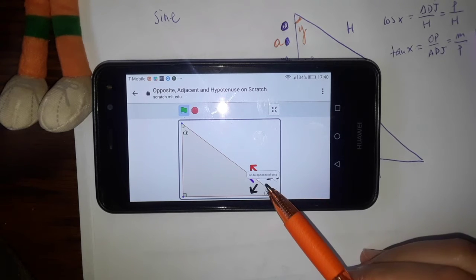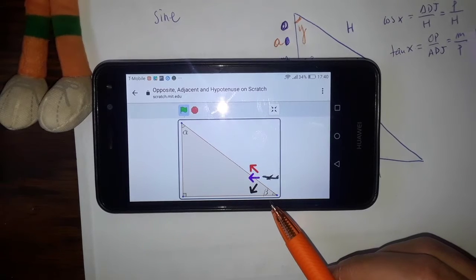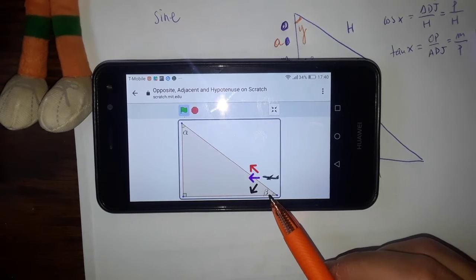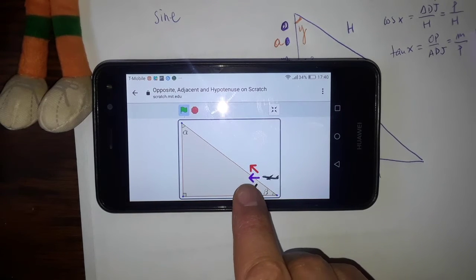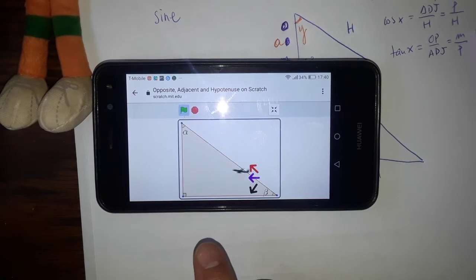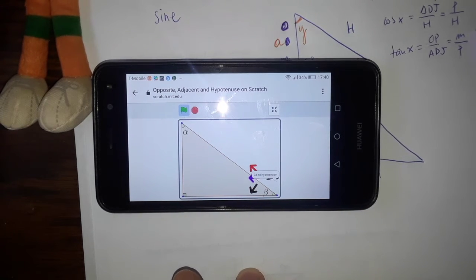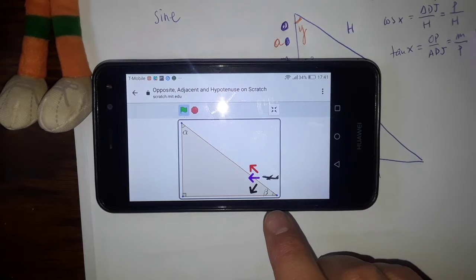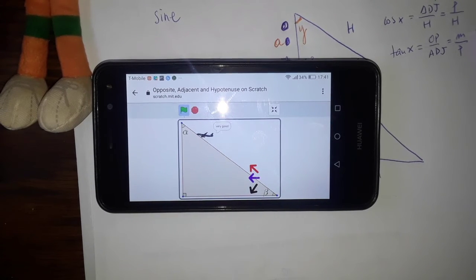Now go to opposite of beta. Which one is beta? Beta is this one, right? Which one is the opposite of beta? The opposite of beta would be this side. So we're going to use the arrow in the middle. Okay, this is the opposite of beta. Go to hypotenuse. So again, hypotenuse is this one, right? So I'm going to click here, hypotenuse.